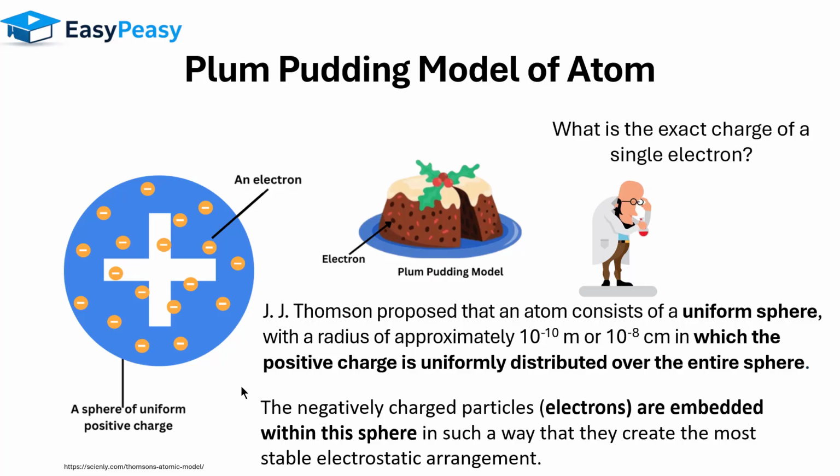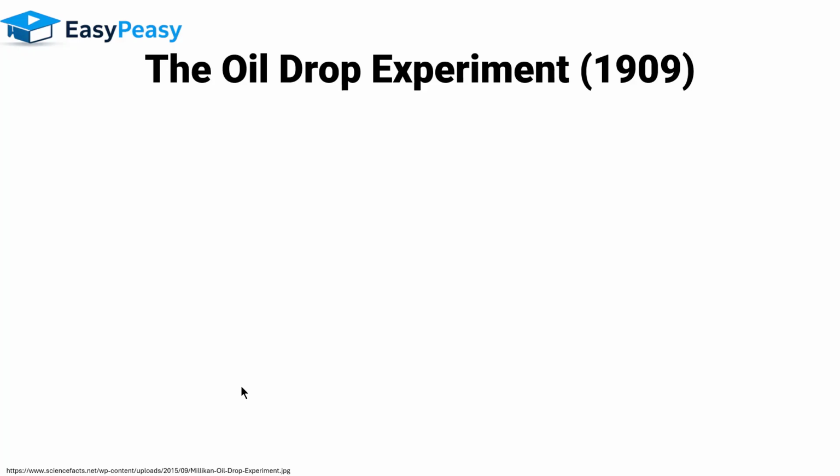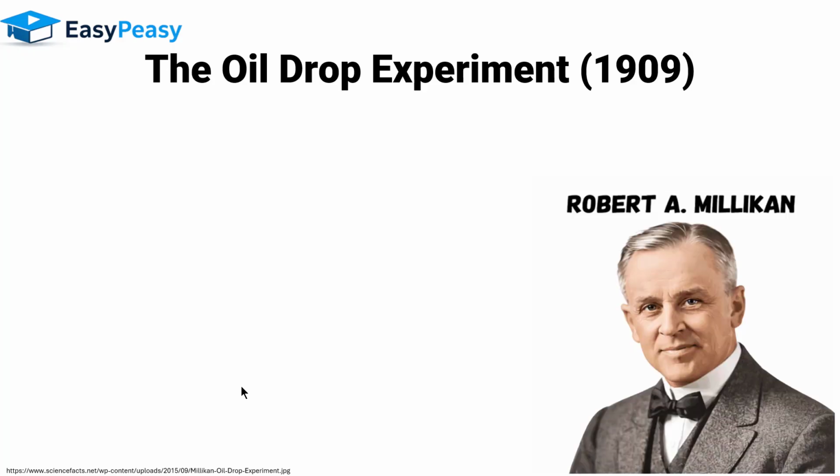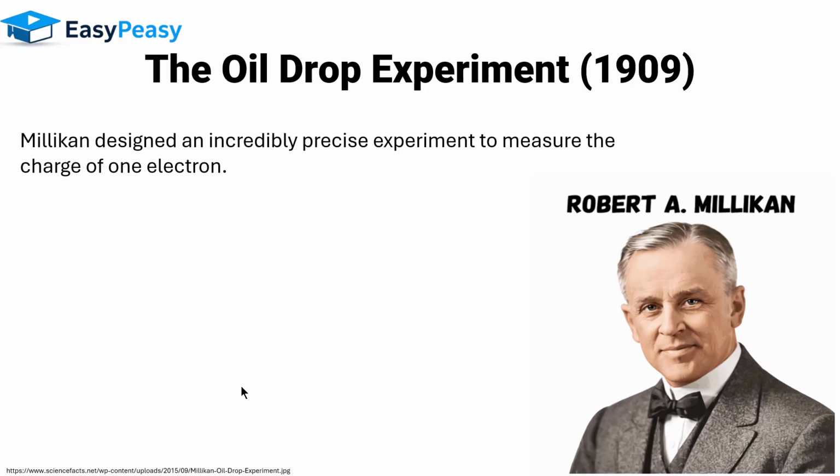Now the question is, what is the exact charge of a single electron? Is it -1, -2, -3? Now what is the charge of an electron? That problem was solved by another scientist, Robert A. Millikan. He did the oil drop experiment in 1909. He designed an incredibly precise experiment to measure the charge of one electron.